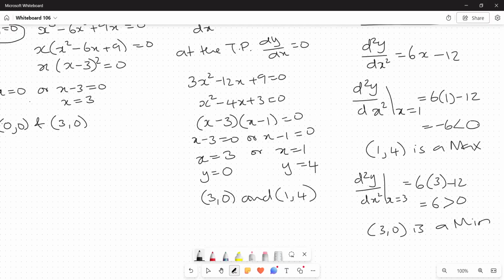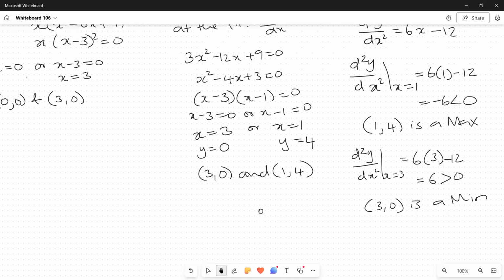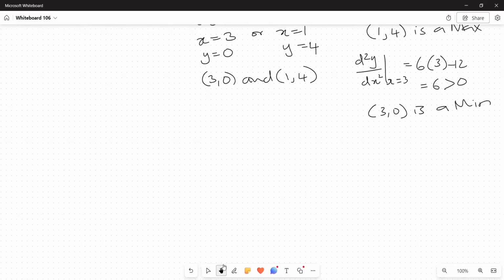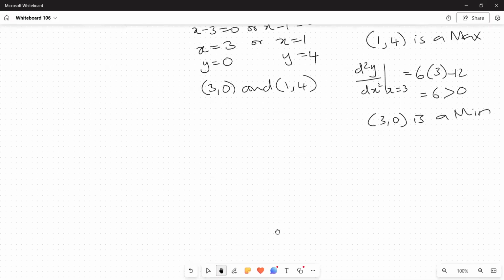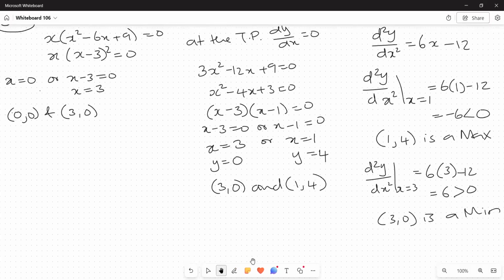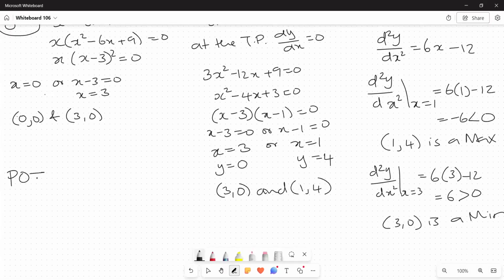So it's very important that you don't just stop there and expect to guess what it means that it's less than 0. You have to specifically state that it is a maximum or it is a minimum. Okay, so we've classified our turning points. Then the last thing is to check, do we have any points of inflection? Okay, so with our points of inflection, we know this is where the second derivative is equal to 0. So we equate the second derivative to 0.